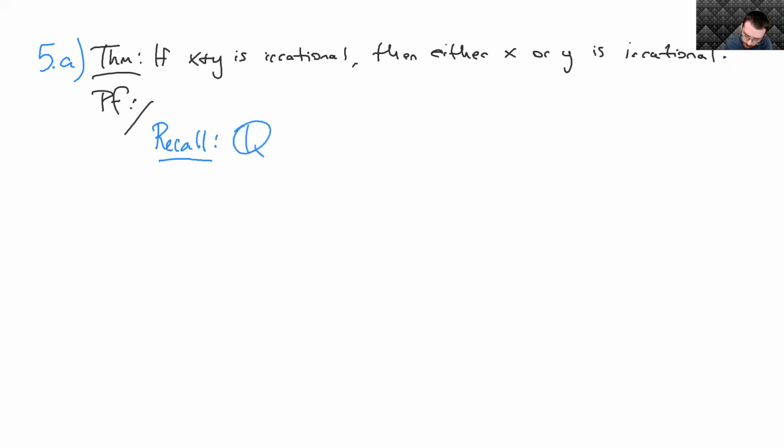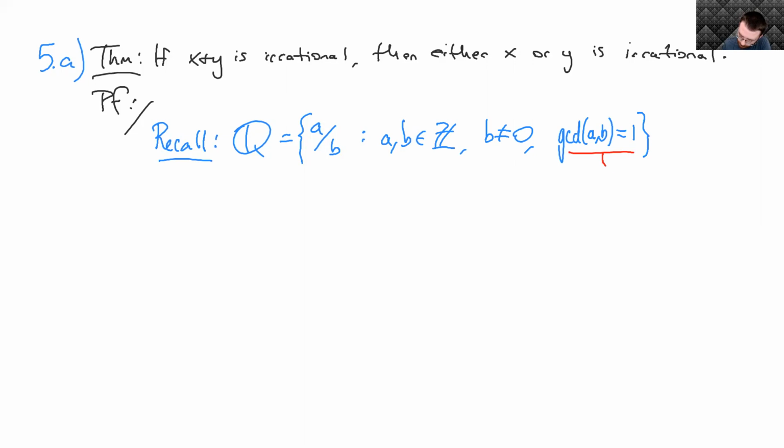that Q was the set of rational numbers, and the set of rational numbers was all things of the form A over B, such that A and B were integers, B was non-zero, and there was this weird third condition, which sometimes you'll see as the greatest common divisor of the numerator and denominator is 1, which is basically a fancy way of saying the fraction is in reduced form.